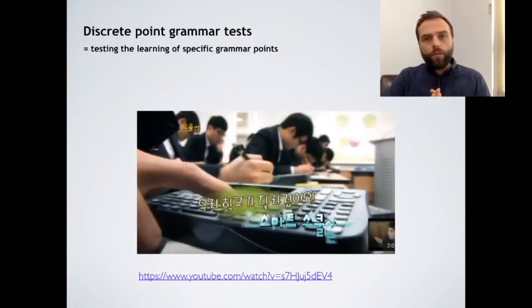Now, I want to give you a suggestion about formative, and it could be summative as well, assessment of grammar. So when you're teaching grammar, one way of testing is a discrete point grammar test. This means checking specific aspects of grammar. This is testing the learning of specific grammar points. So I want to give you a couple of suggestions of tools that you can use for discrete point grammar tests. This could be formative or summative assessment. But first, watch this video.